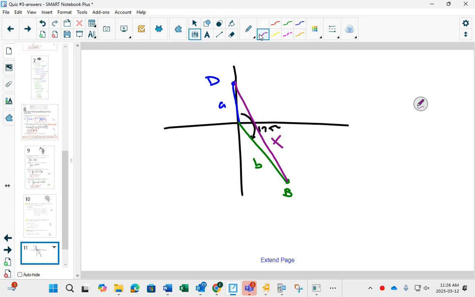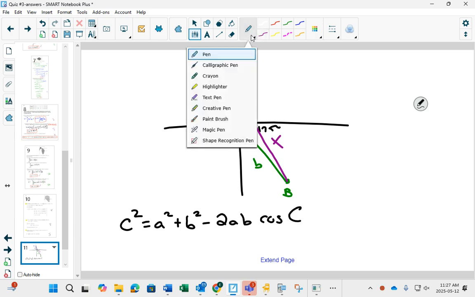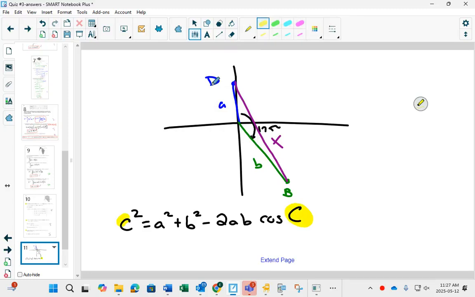So, we can't use SOHCAHTOA because it's not a 90-degree triangle. We want to solve for X. Do we have an angle and the opposite side that we know both of them? We have an angle, but we do not know its opposite side. So that tells us we can't use the sine law. So we have to use the cosine law, and on our formula sheet, the cosine law looks like this. And the important thing is not the letters, it's that there's only one thing that's connected to something else, and that's side C and angle C.